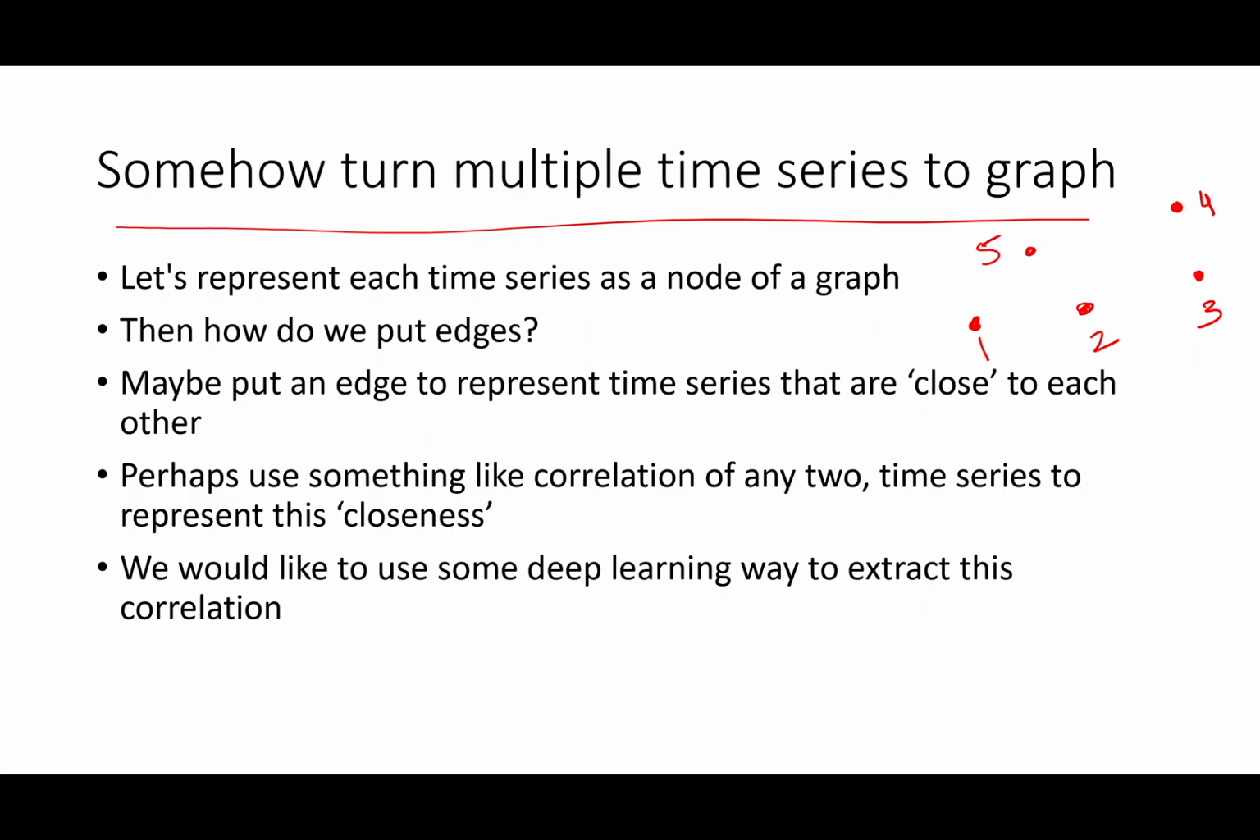So then how do we put edges? How do we put an edge between 1 and 2, and 2 and 5, and 2 and 3, and not between 1 and 5? How do we decide that? So maybe put an edge to represent time series that are close to each other. Okay, that's a natural idea. For example, if time series 1 and time series 2 are very close to each other in some sense, in air quotes sense, then put an edge between 1 and 2. If 2 and 3 are close to each other, put an edge between 2 and 3. But if 1 and 5 are not close to each other, why bother putting an edge over there? So perhaps use something like a correlation of any two time series to represent this closeness. Okay, that's a good idea, but we would like to use some deep learning way to extract this correlation.